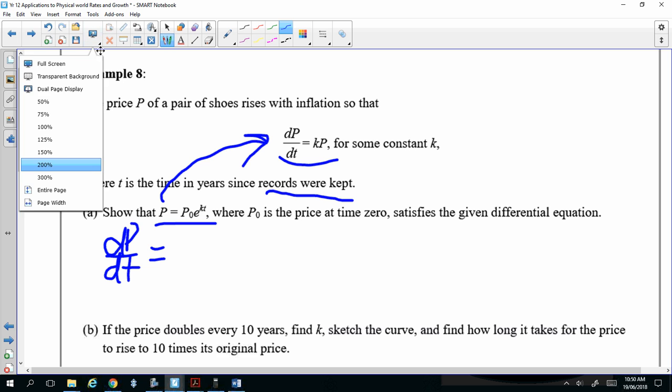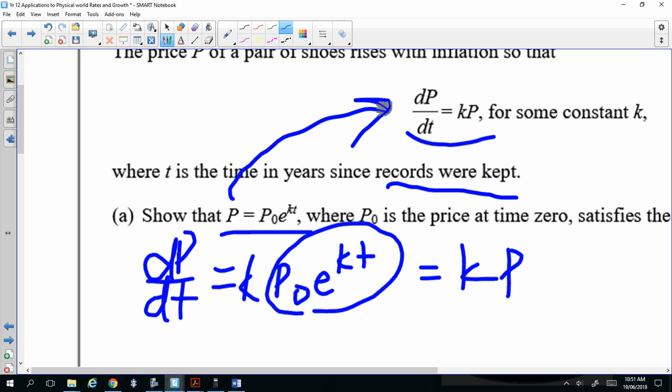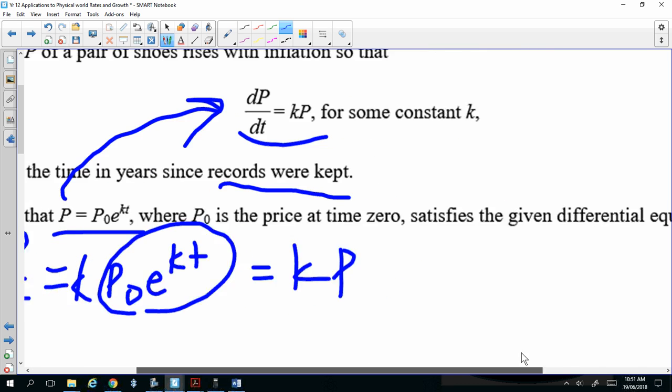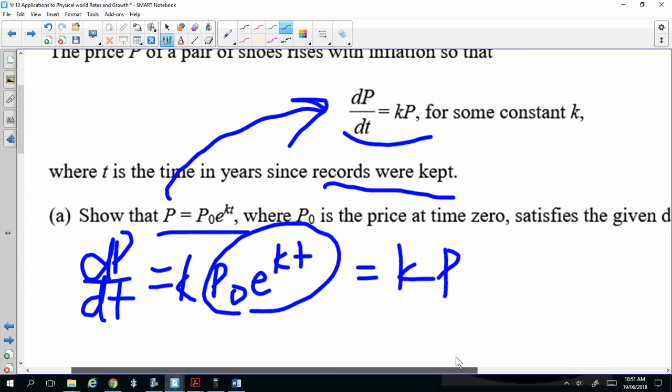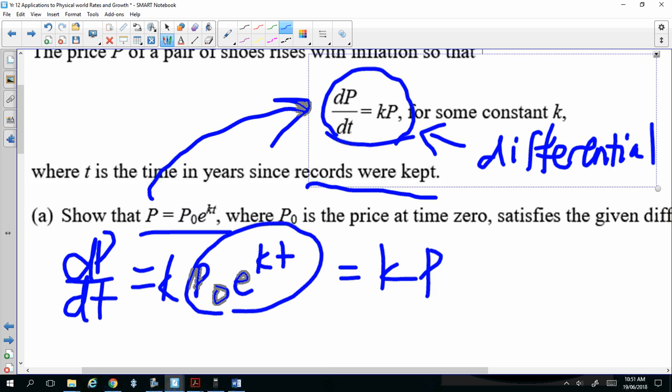dP/dt. Okay, so it's very easy. Just pull the k down. P0 e to the power kt. This thing is P. And done. Finish. Okay, that's all you have to do. Where P0 is the price at time 0, satisfies the given differential equation. Okay, good. All right. So this is called the differential equation. So this equation satisfies the differential equation. Okay, all right. So after we do this, we're going to do the next part.